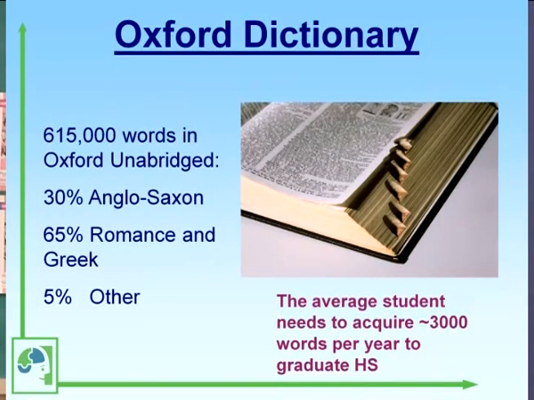All right, the Oxford English Dictionary has about 615,000 words in it. About 30% of those are Anglo-Saxon words, and about 65% of them are Romance and Greek based. And what we find is that the average high school student needs to learn about 3,000 new words a year before they graduate. That's a lot. And to teach individual word vocabulary isn't going to cut it. So the fortunate thing with roots is, if you learn the meaning of one root, it helps you unlock the meaning to many, many words.